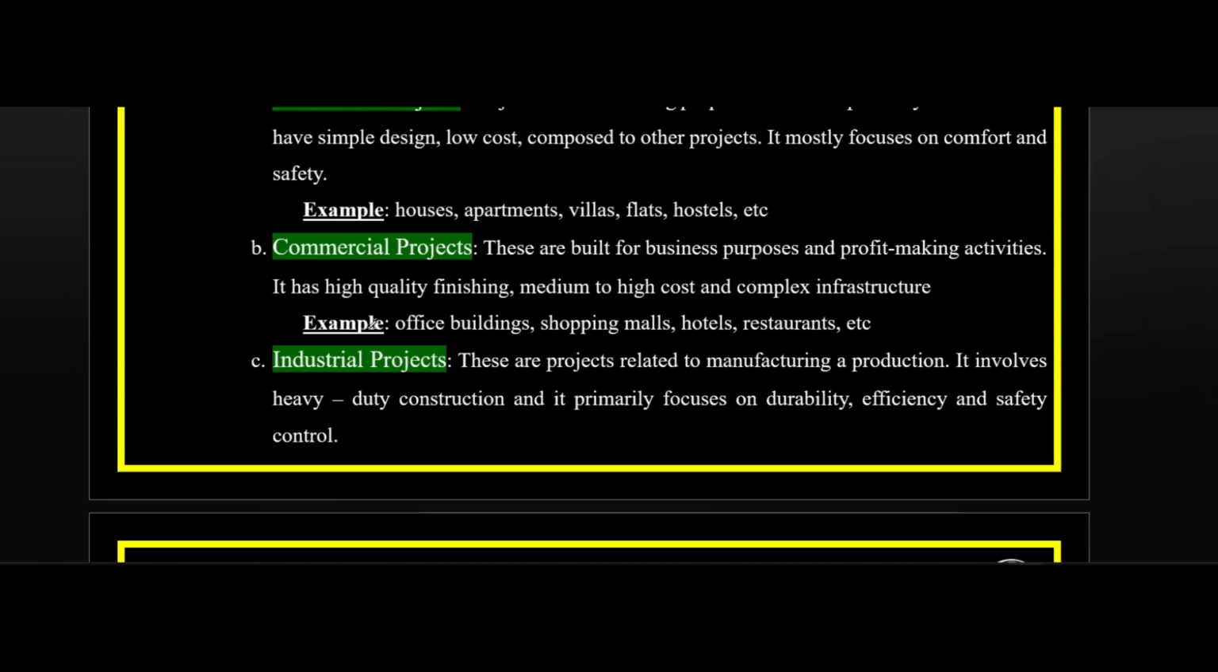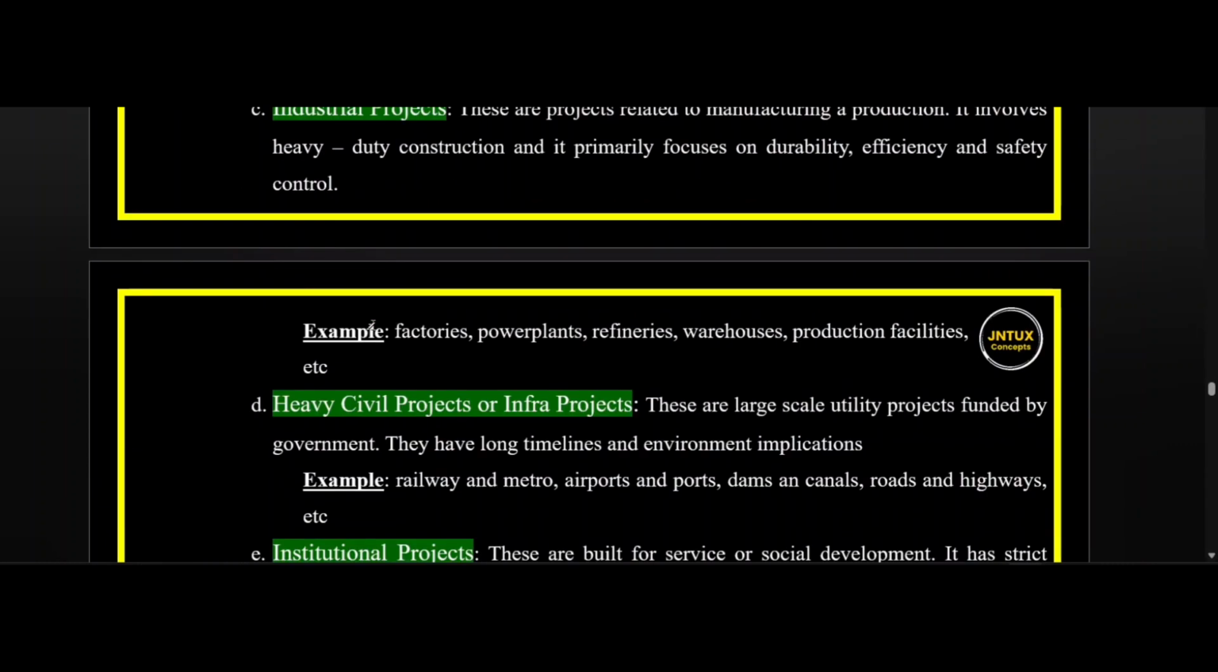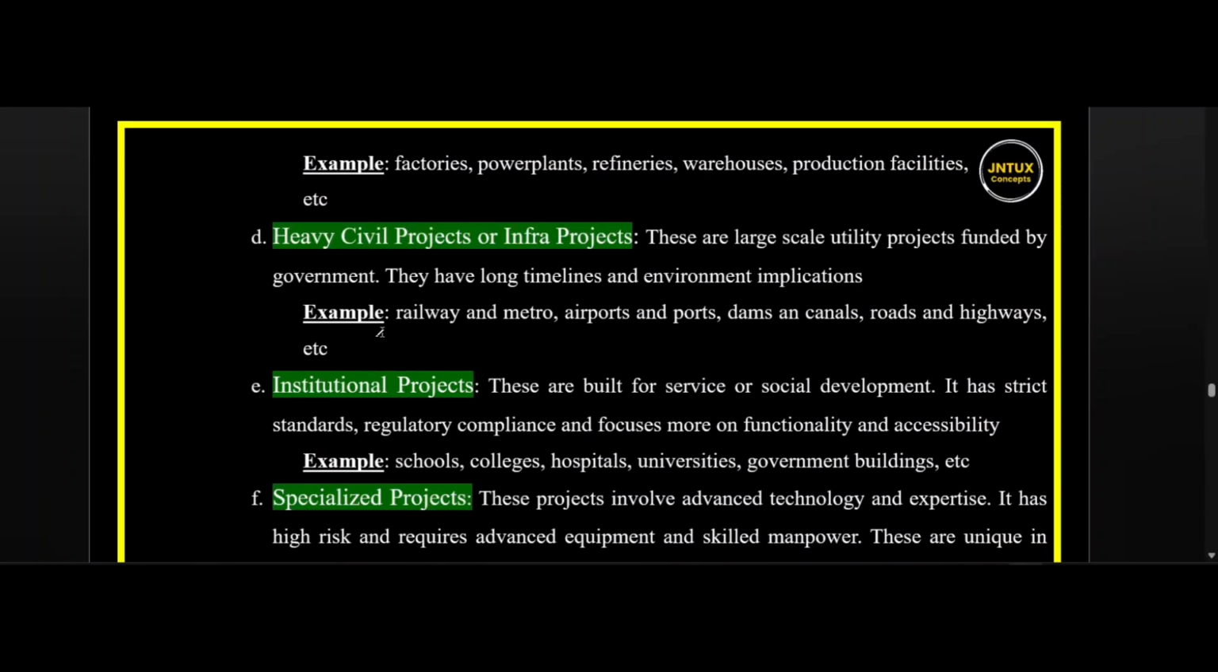Industrial projects. These are projects related to manufacturing or production. It involves heavy duty construction and it primarily focuses on durability, efficiency, and safety control. Examples can be factories, power plants, refineries, warehouses, production facilities, etc. Heavy civil projects are infrastructure projects. These are large-scale utility projects funded by government. They have long timelines and environmental implications. For example, railways and metro stations, airports and seaports, dams and canals, roads and highways, etc.